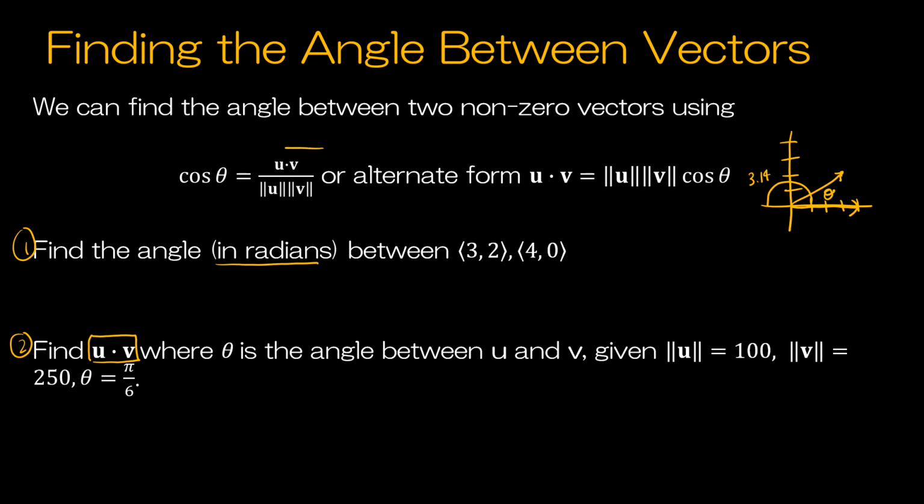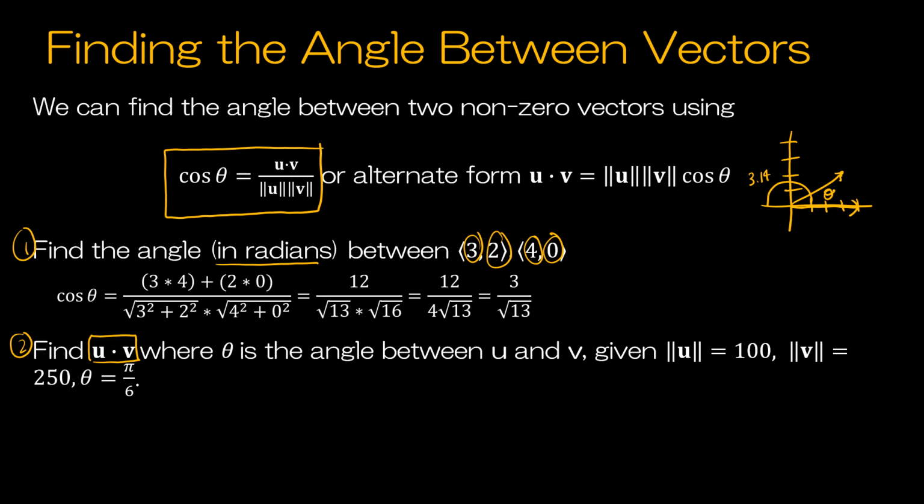So which format am I going to use? I'm going to use this format right here, which says take u dot v, that's 3 times 4 plus 2 times 0 in the numerator. In the denominator, remember, I'm just going to be taking 3 squared plus 2 squared and then the square root, and 4 squared plus 0 squared and then the square root. So that's going to give me 12 in the numerator, radical 13 times radical 16 in the denominator. This turns into 4, and then 12 and 4 can reduce to 1 and 3. So my solution is 3 divided by radical 13.